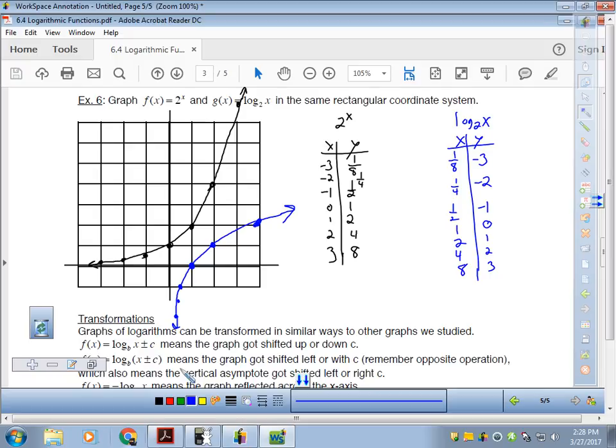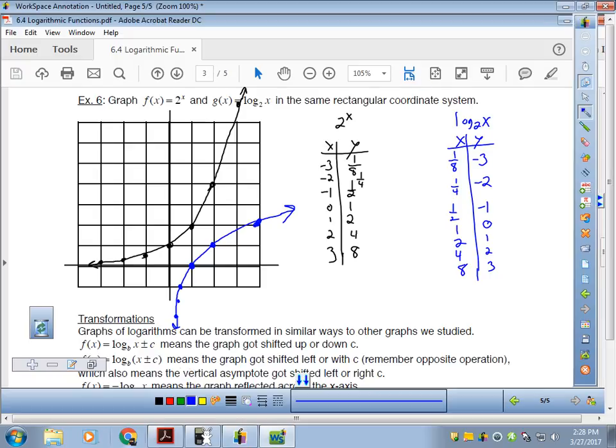Again, all you have to do is switch x's and y's. So that's how you do logarithm graphs. You start by getting the points for your exponential that has the same base, and then you switch x and y to get a logarithm.